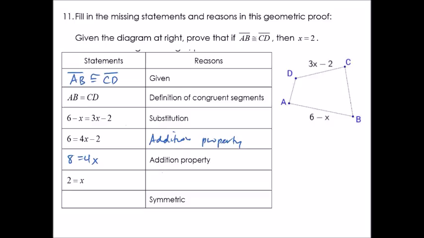Notice there's no room in between for a substitution line here, so I'm just writing the result of the addition. And then in the next line, it looks like both sides were divided by 4, so that's the division property. And then the symmetric property is what allows me to switch the left and right hand sides of the equation. So the statement there must be x equals 2 instead of 2 equals x. And that's what I'm trying to prove.